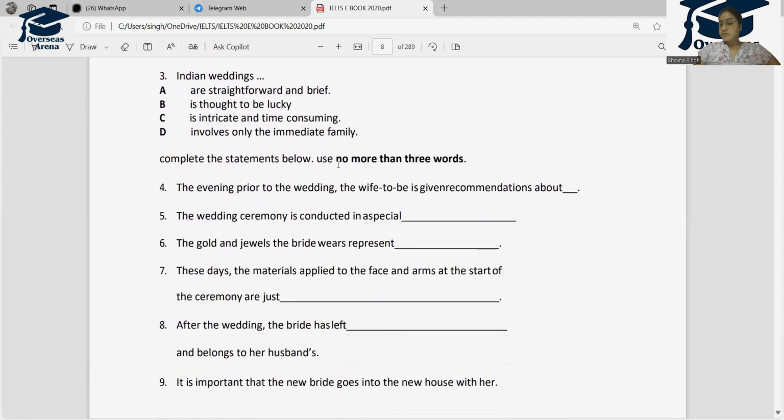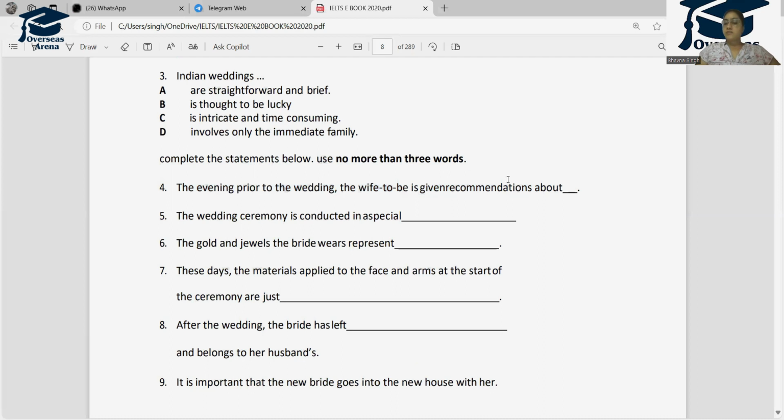Now let's come to the fill-ups. You need to complete the statements in no more than 3 words. Make sure you do not exceed 3 words. Either write 1 word, 2 words, or exactly 3 words, but not more than that. You should be very strict with the word limit. The evening prior to the wedding, the wife-to-be is given recommendations about dash.